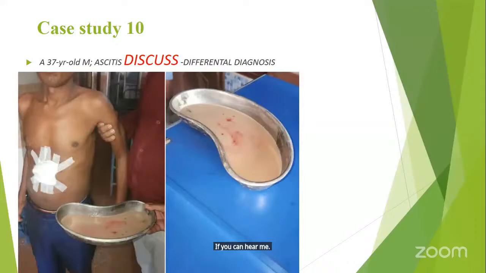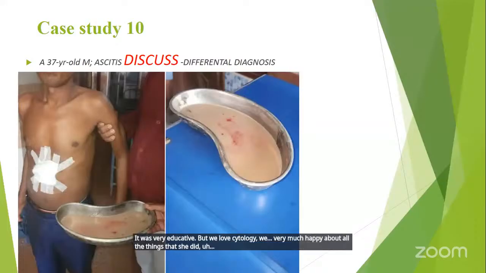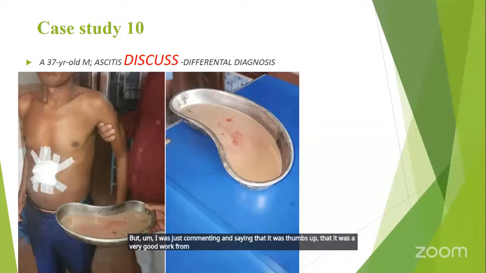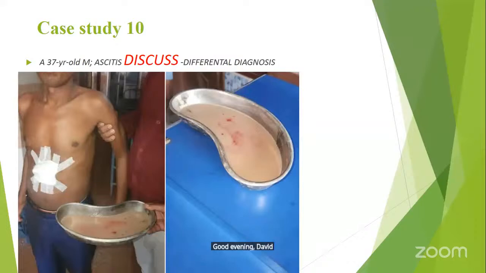That was a very good presentation. It was very educative. In fact, we who love cytology, we were very much happy about all the things that she mentioned. But I didn't have a question, but I was just commenting and saying that it was thumbs up. That was a very good work from our presenter. Thank you.